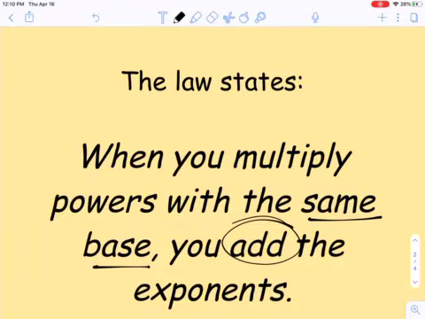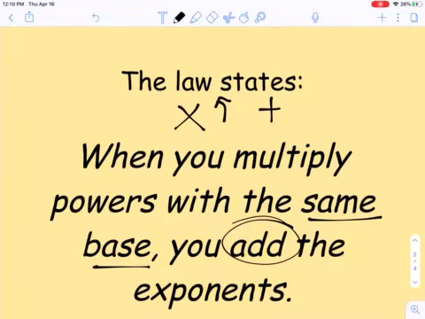And the way I like to think of this and remember this is, when you multiply something, if you take the multiplication sign and you rotate it a little, it almost looks like an addition sign. And you'll see later when you get to quotients and division how this little memory trick might help you out.